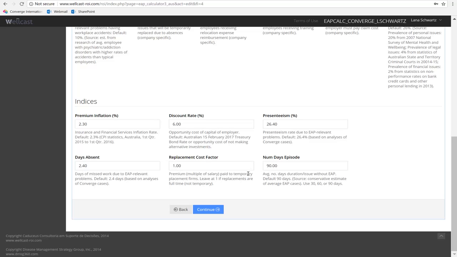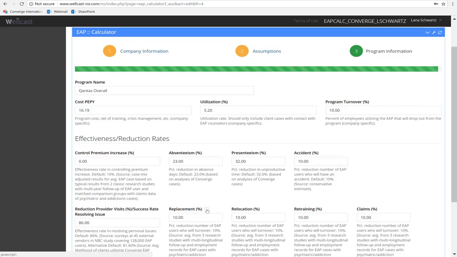We leave these as defaults as well. Replacement cost factor is at 1-to-1, and number of days an episode. We're saying that on average, 90 days is what we're looking at in terms of someone seeking support and getting some resolution with their issue. We'll go to continue there.